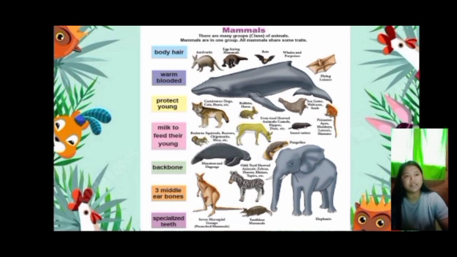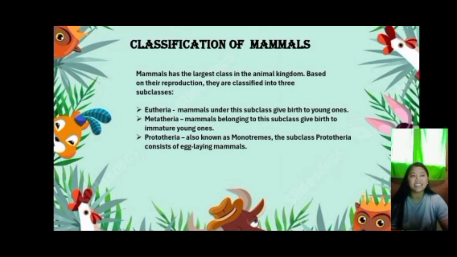The classification of mammals, may iatulog ang classification. Mammals is the largest class in the animal kingdom. Based on their reproduction, they are classified into three subclasses: Eutheria, Metatheria, Prototheria. Ang Eutheria, mammals under this subclass give birth to young ones. Anak gayud nila pares yan sa kabaw. Kabaw ba? Ang Metatheria kay mammals belonging to this subclass give birth to immature young ones.